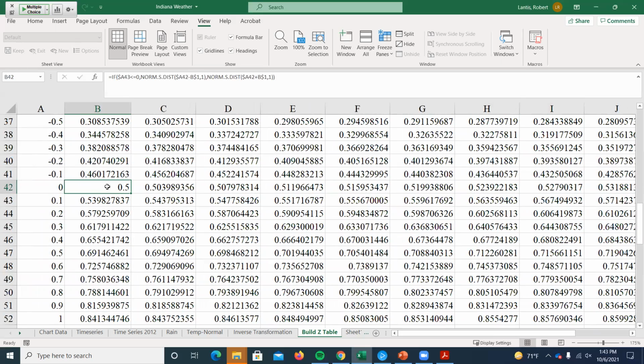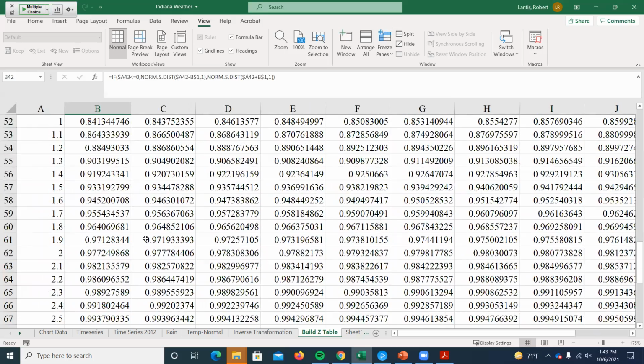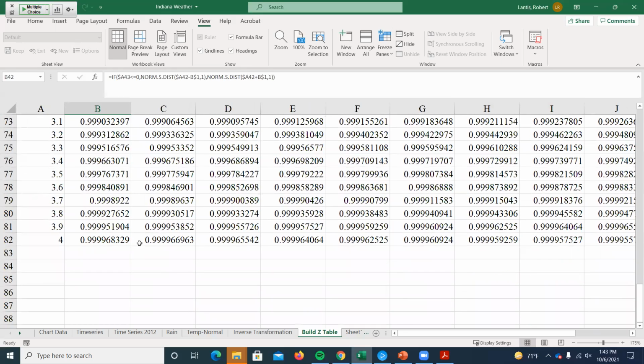Checks out here. Sure enough, we get 0.5 at the point of 0. The probabilities just keep on increasing until we eventually get, being 4 standard deviations away, that probability is essentially 1, right? We're out to the 5th or 6th decimal point there of 0.9s.